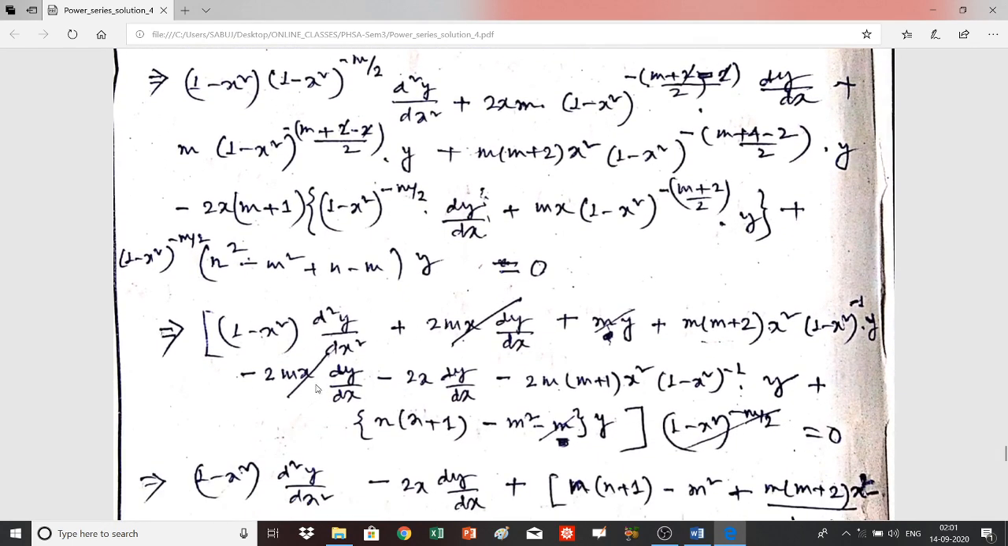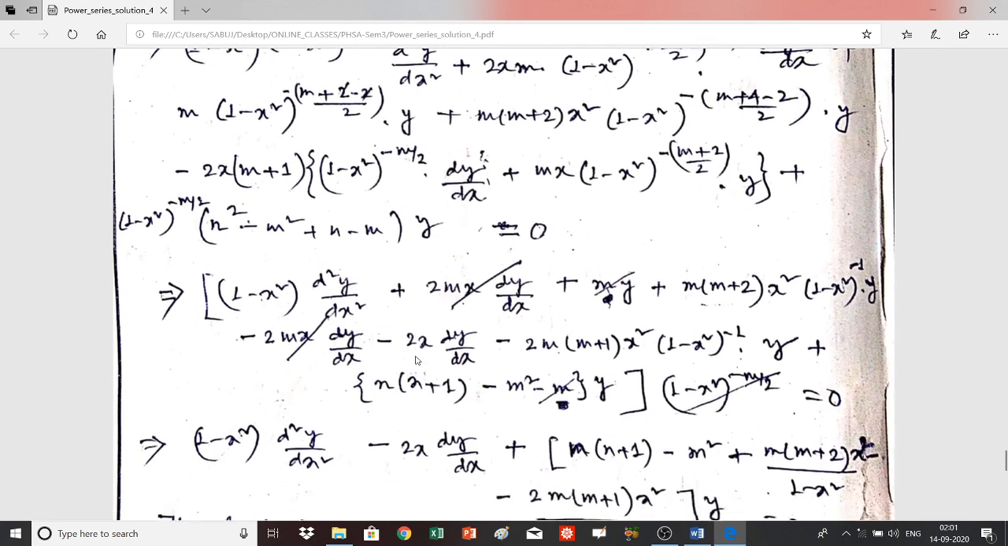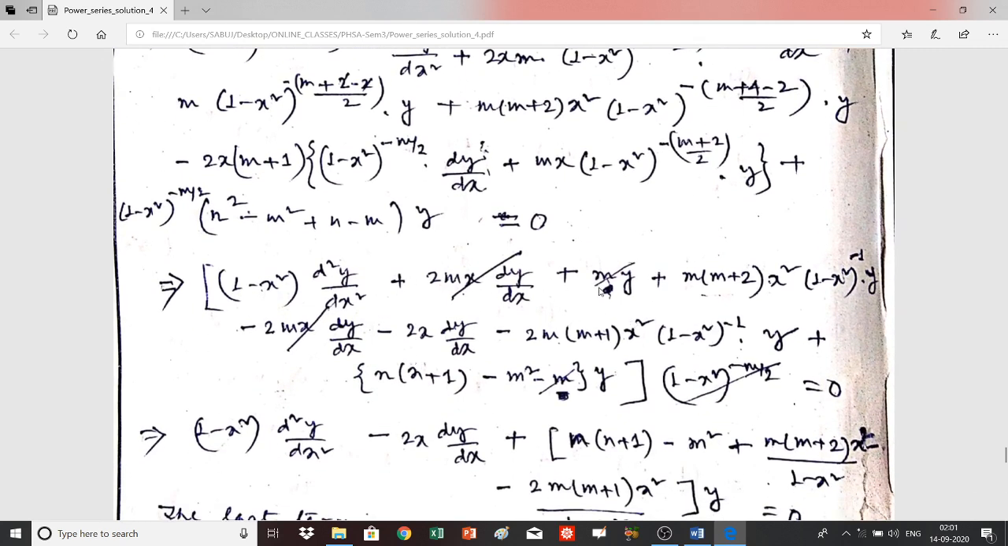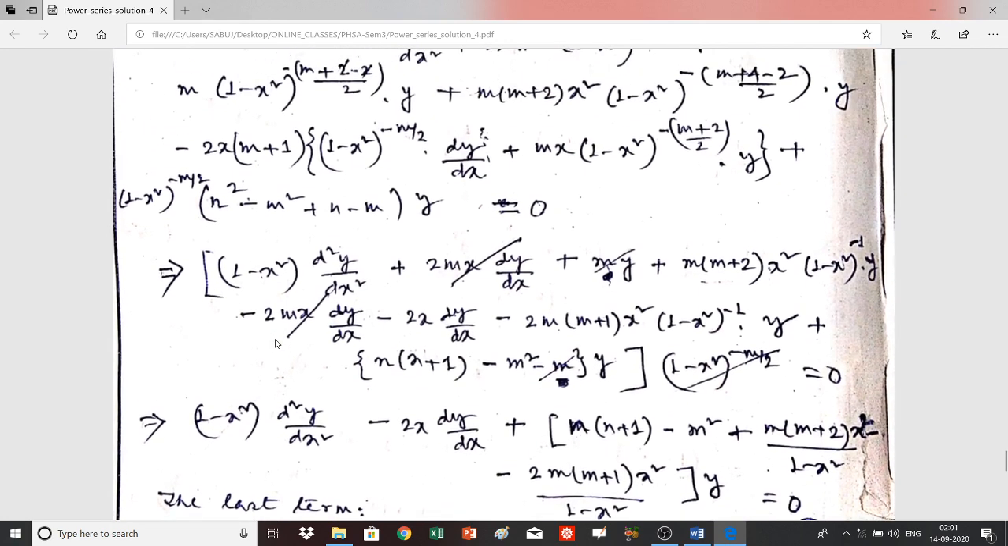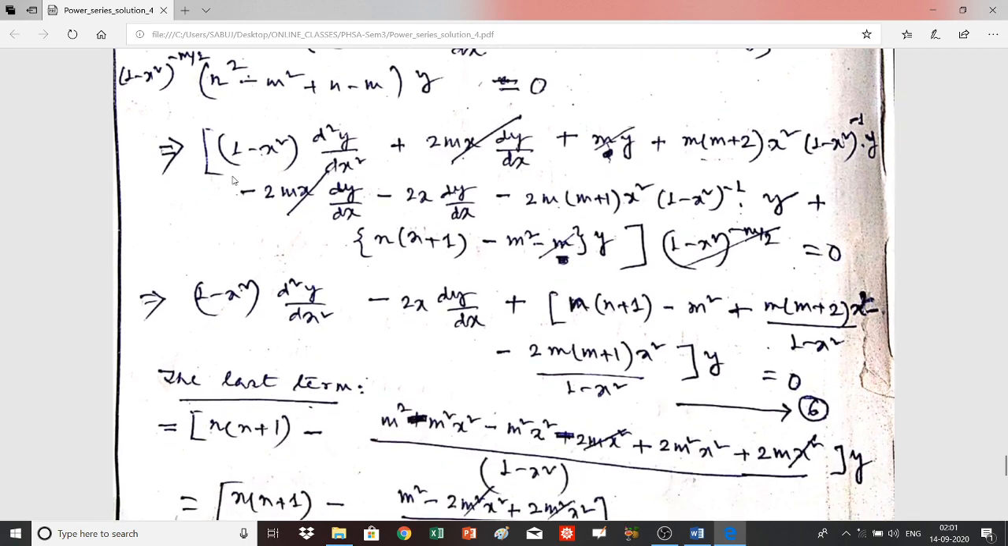After simplification, the simplification is written here, and you just follow. I hope you will understand, and finally you will get this (1 minus x square). Just practice it and follow, and there will be no difficulty understanding this. But here I will simplify the last term only. The first two terms will be obtained as this, and the last term is n into (n plus 1) minus m square plus m into (n plus 2) x square by (1 minus x square), minus 2m into (m plus 1) x square by (1 minus x square), into y is equal to 0.